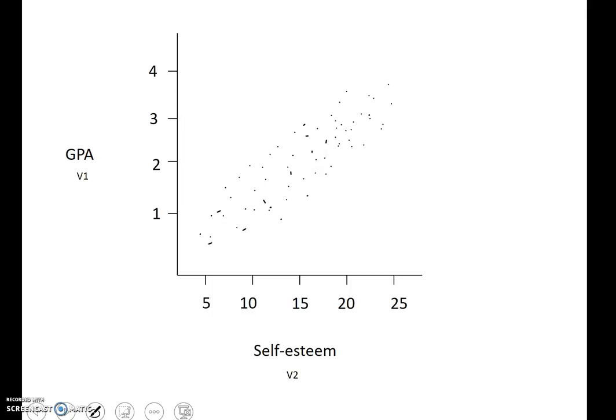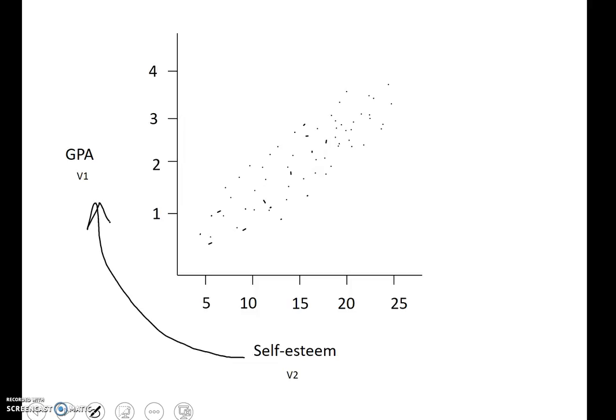Now, if we found a correlation like this, it might be easy for some people to assume that high self-esteem is causing higher GPAs. And you can see that students with high self-esteem tend to earn higher GPAs. Students with low self-esteem tend to earn lower GPAs. So it might be easy to assume that it's the level of self-esteem that's causing the GPA. But we didn't do an experiment, so we can't assume causation here.